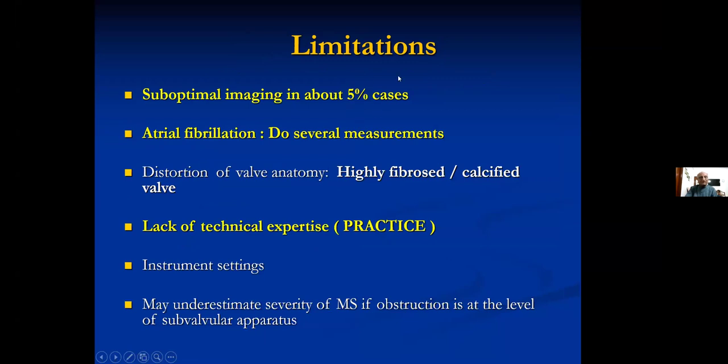Some of the limitations are that you can find suboptimal imaging, atrial fibrillation. There is very variable opening and closing, so you cannot get a perfect MVO unless you take several measurements. A highly fibrosed or calcified valve encroaches upon the mitral orifice. It can be difficult. That is why we always tell all our fellows, please practice. Even in a normal case, practice how to calculate a mitral valve area, because when the limitation is present, you will be most confused. So always practice it. That is important.